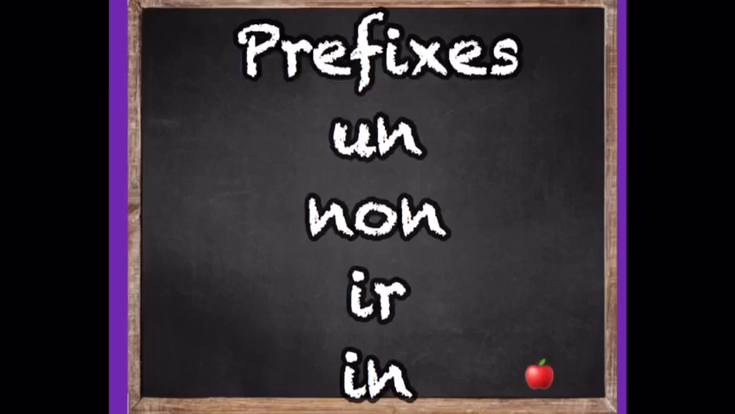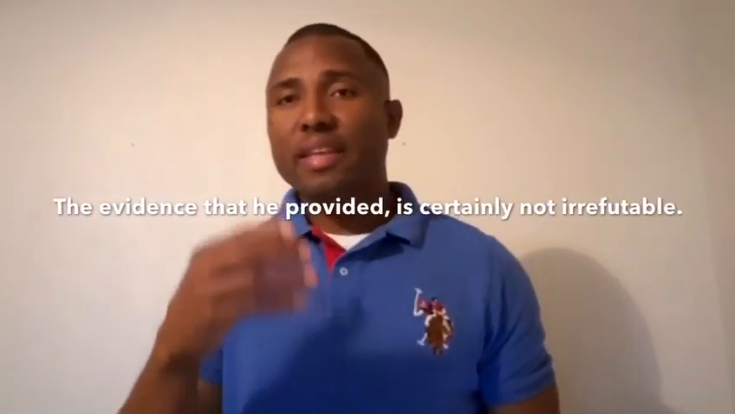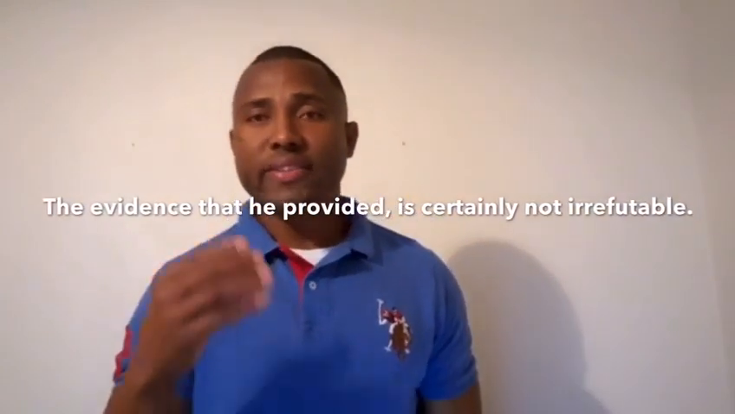Another thing that I want to point out is that sometimes a negative can be formed by attaching prefixes to a word. Now, some of those examples of prefixes are er, on, in, none. Now, let's examine a sentence. The evidence that he provided is certainly not irrefutable.